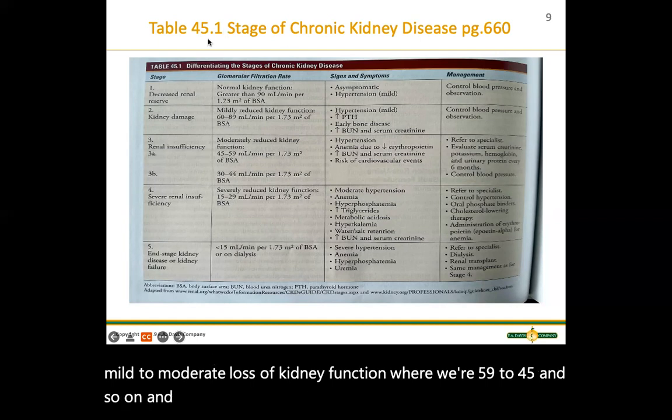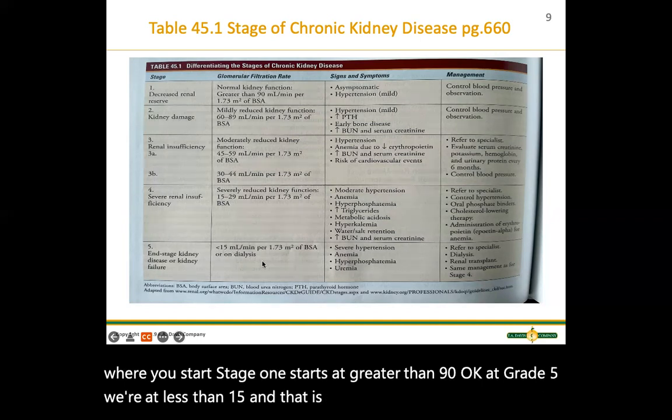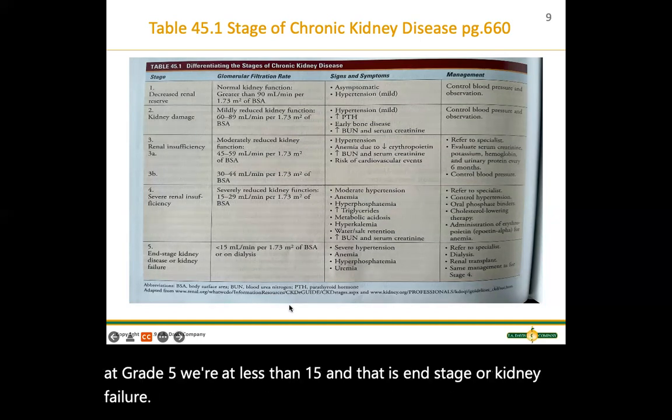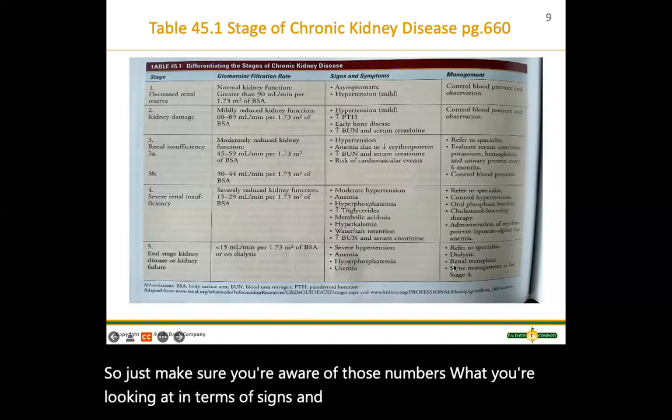The bottom line is you need to know where you start. Stage 1 starts at greater than 90. At stage 5, we're at less than 15, and that is end stage or kidney failure. So just make sure you're aware of those numbers, what you're looking at in terms of signs and symptoms, and how you would manage it.